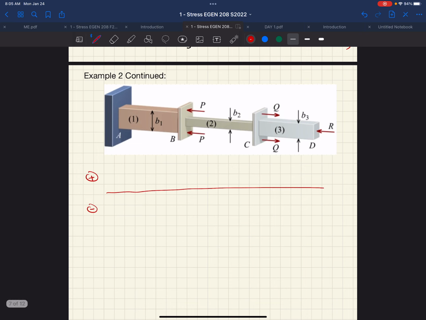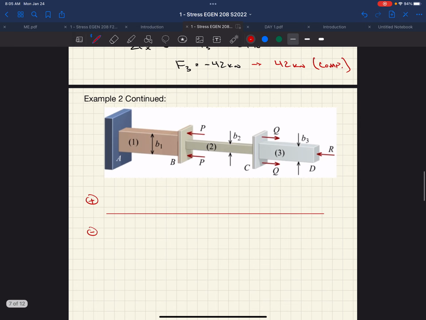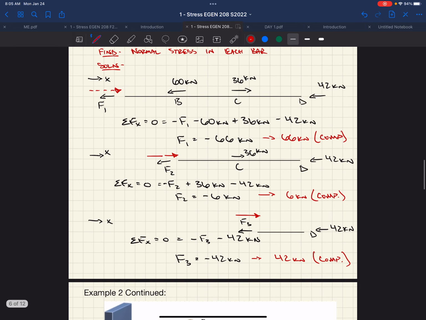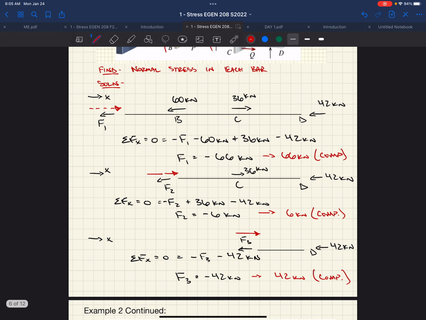So if this was our bar, complete bar length, if we started out at F3, the far end of our bar, we determined before we had 42 kilonewtons of compression. Then as we moved to the left, we had 6 kilonewtons of compression. And then finally we had 66 kilonewtons of compression. So everywhere along this bar, we know that the force is acting towards the surface of the bars, squishing it against the support.